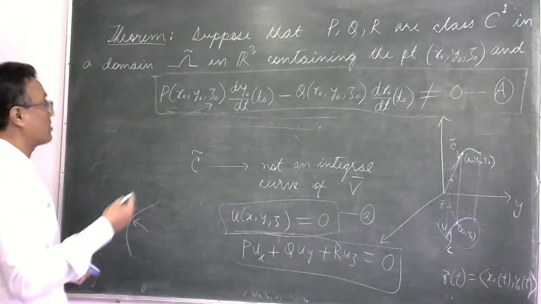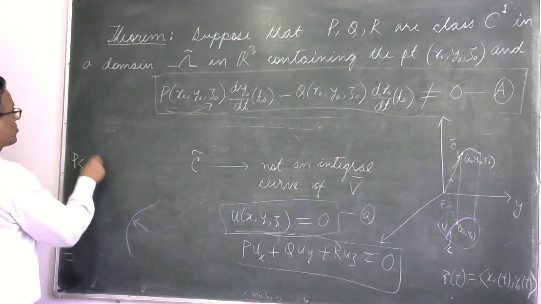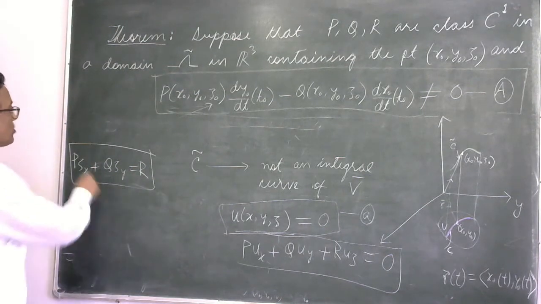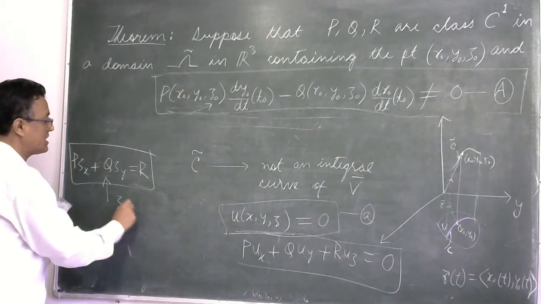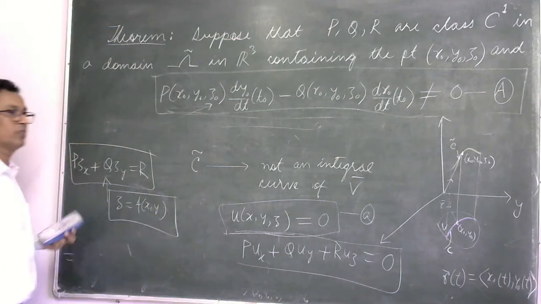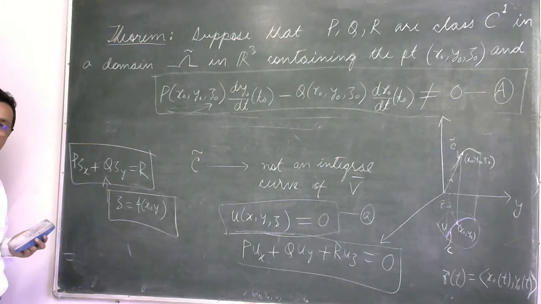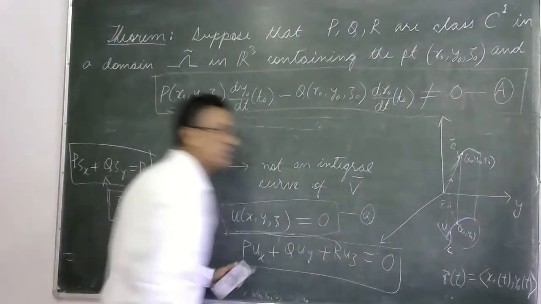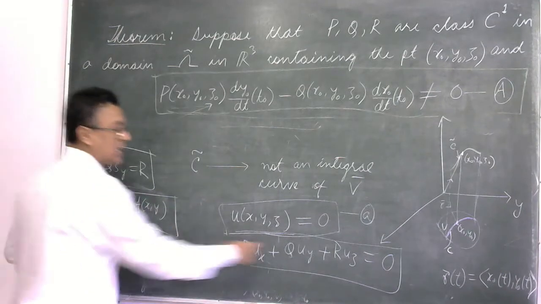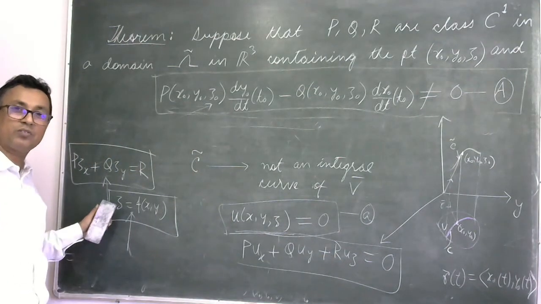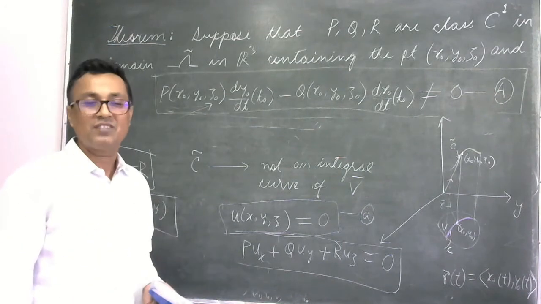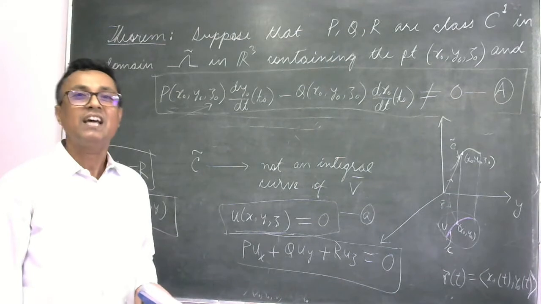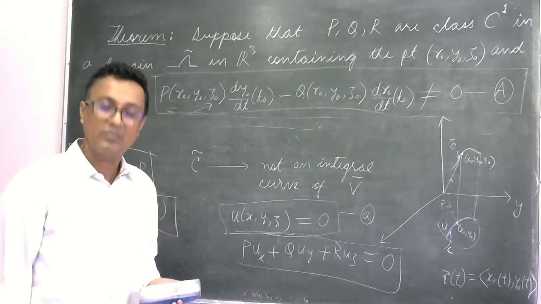But in the original theorem, we are interested in the solution of this, and I am seeking that solution in this form. If I want a solution in this form, I must be able to extract z out of this equation. There must be some implicit way of defining z as a function of x and y. Is it okay? Fine?